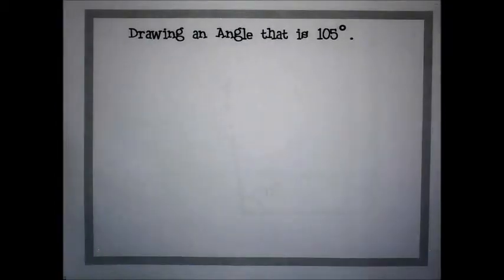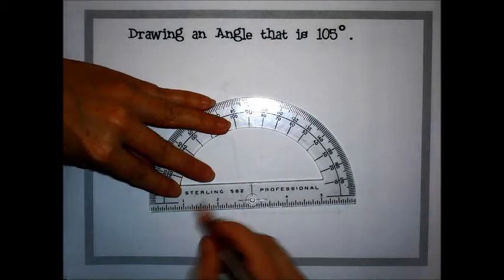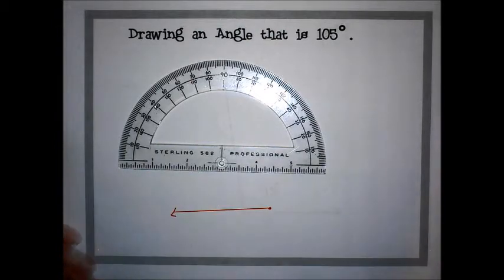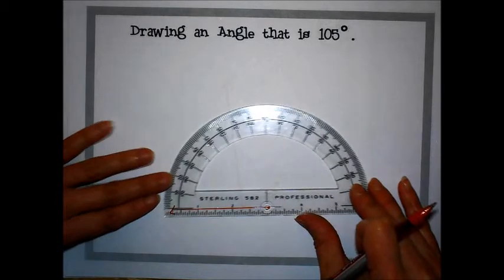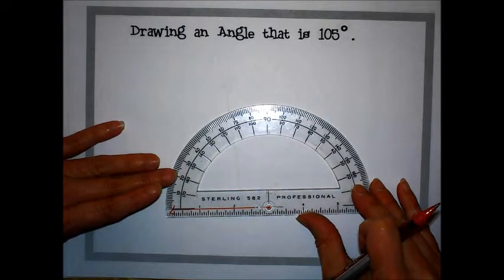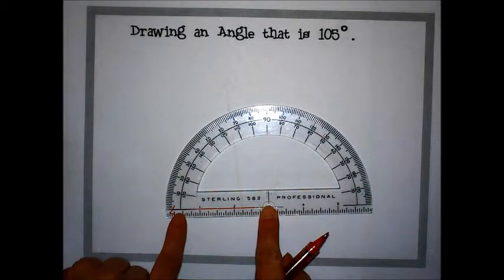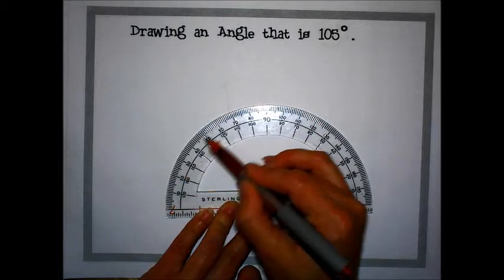Let's try another. This one wants me to draw an angle that measures 105 degrees. This time I'm going to draw my ray pointing to the left. So I'm going to draw my ray, line up my protractor. This time, I'm starting at 0 still, but since 0 is on the outside, I'm going to use my outside numbers, and I'm going to go all the way around until I get to 105.